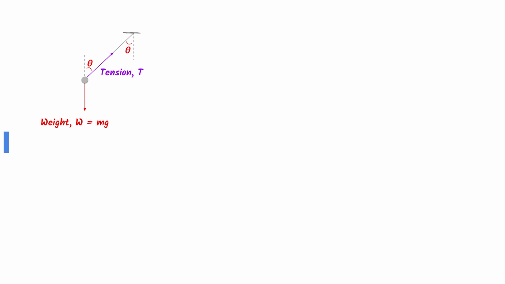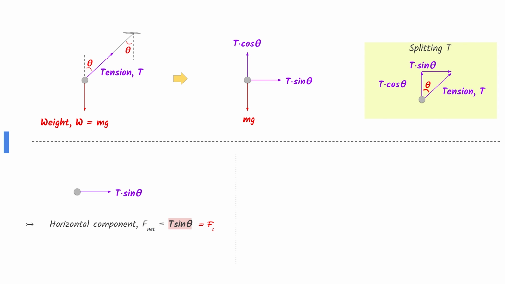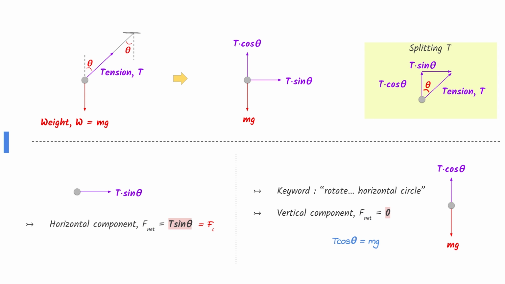Here is the free body diagram of the rotating ball. The tension can be split into its vertical and horizontal components by using trigonometry. From this diagram, we can see that the net force of the horizontal component is T sine theta. Note that this is also the centripetal force. The question tells us that the ball is rotating along a horizontal circle. This means that there is no vertical acceleration, which means that there is no vertical resultant force. T cos theta equals mg.